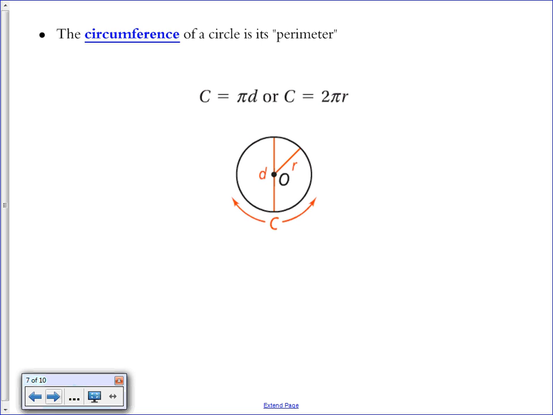The circumference formula, there's 2 versions of it. It's basically double the radius times pi. And since we know double the radius is the diameter, we could use the formula pi d, or you could think about it as 2 pi r, because 2 times r, that's our double radius, and then of course multiply by pi.